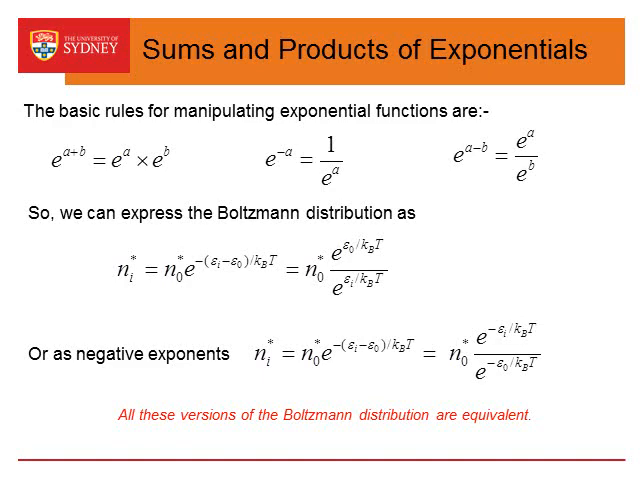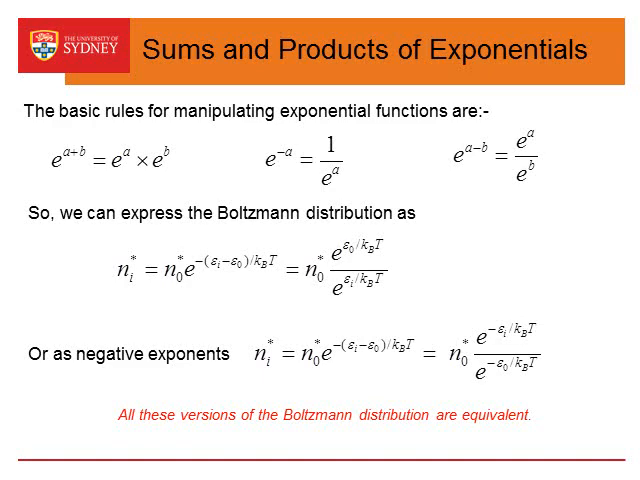Basic rules for manipulating exponential functions are the same no matter what the exponent looks like. So we have e to the a plus b is the product of e to the a and e to the b. e to the minus a is 1 over e to the a, and e to the a minus b is e to the a divided by e to the b.